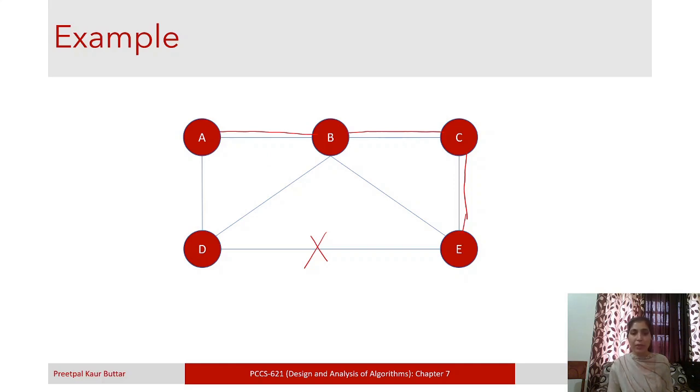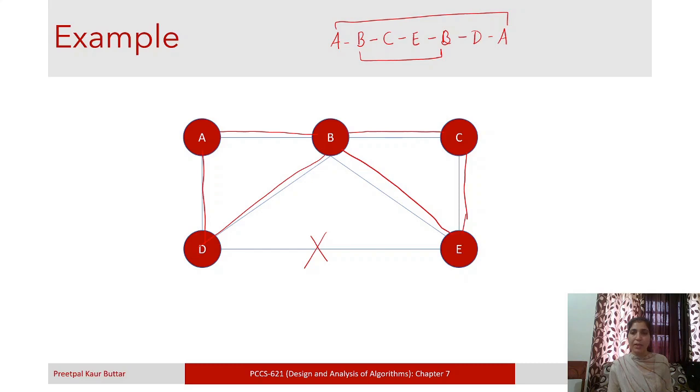If we try to go from A to B, it's okay. Then B to C we can go, and from C to E we can go, but from E we have to go to B again. And from B we can go to D, and from D we can go to A. Now, this cycle contains A to B, then B to C is an edge, then C to E is an edge, and from E we are again going to B. So we are repeating the vertex B. From B we go to D, and from D we go back to A. So this is a cycle, but it is not a Hamiltonian cycle because the vertex B is repeating in this cycle.